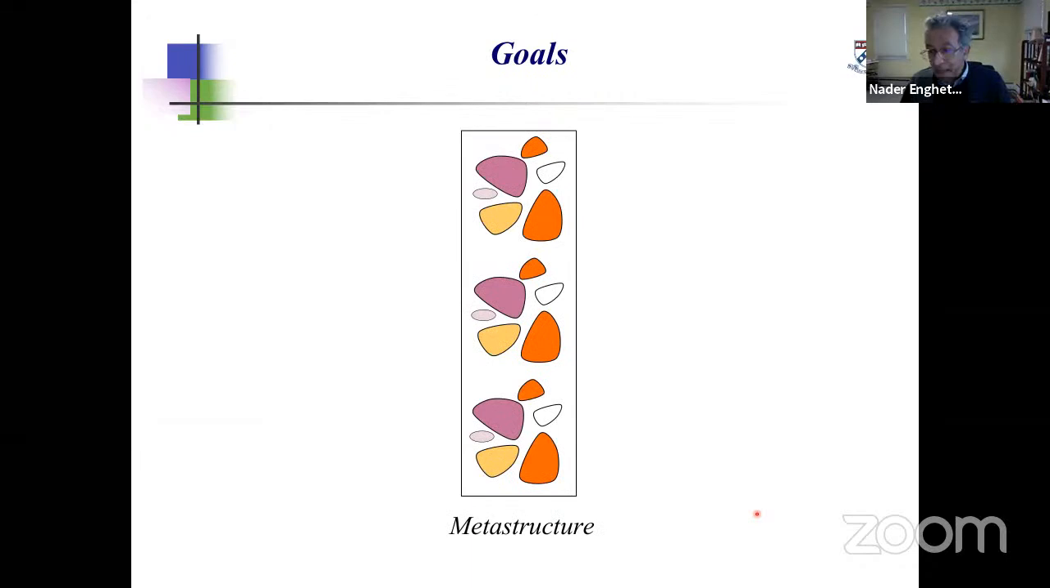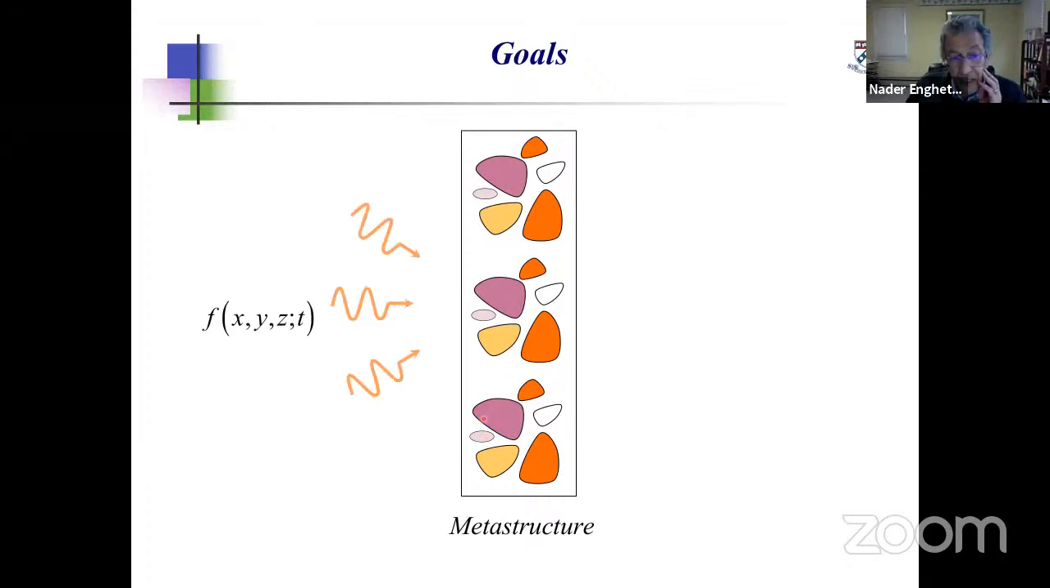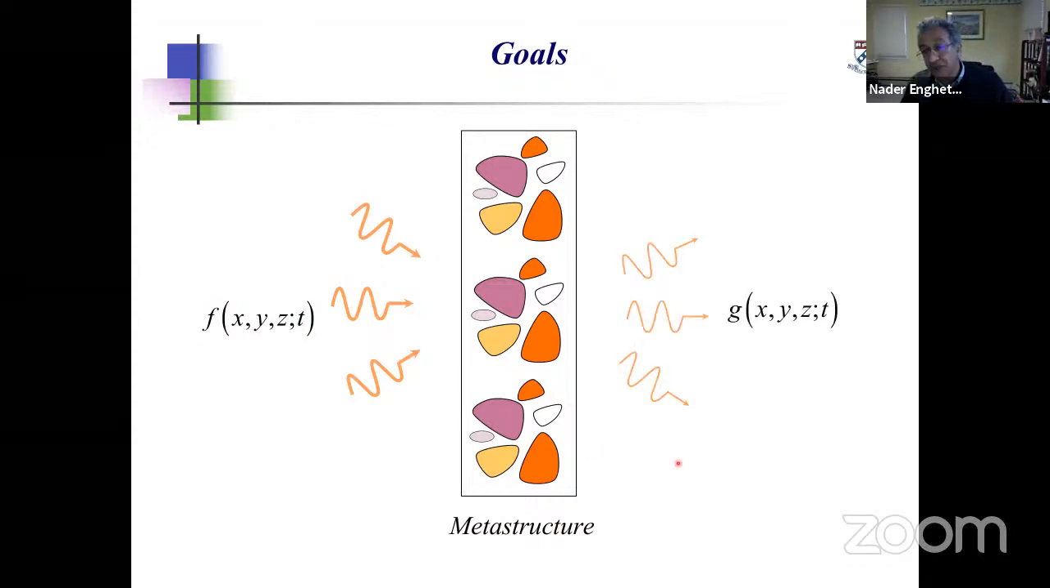The goal is the following. Imagine that you would like to design a structure consisting of these elements that you see over here, with the proper shape, proper material, and proper location. You would like to design such a structure so that when an arbitrary wave hits it, and you look at what comes out, the relation between the field distribution outside versus inside, in terms of spatial distribution, is the transfer function you would like to have.